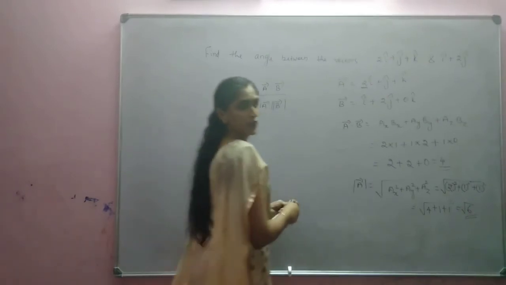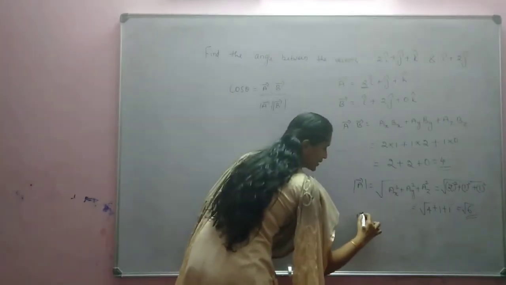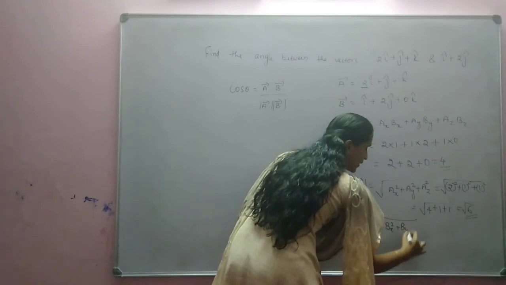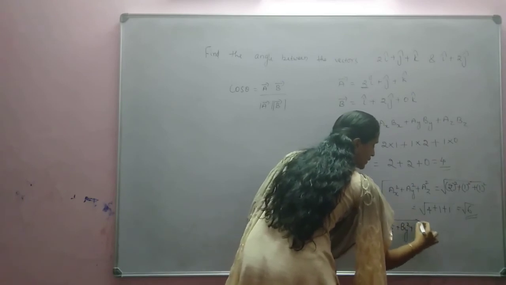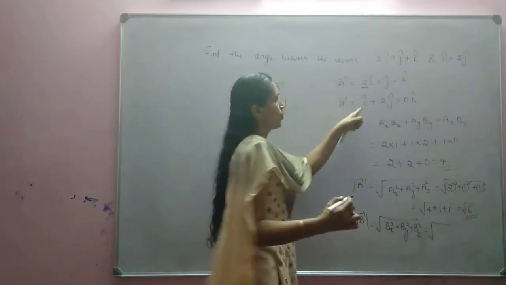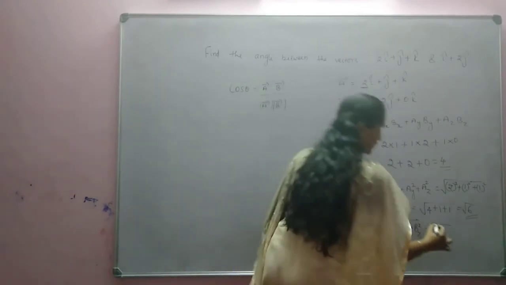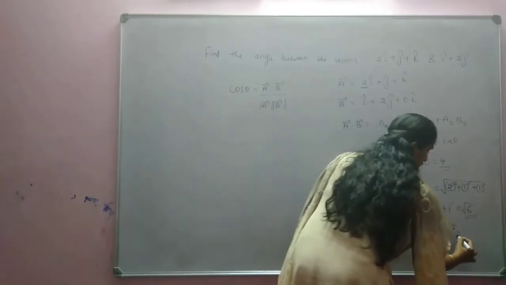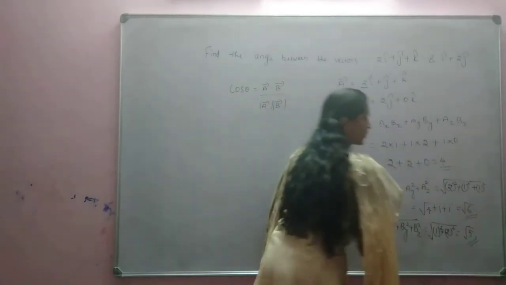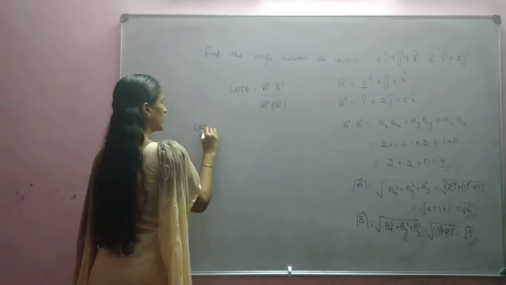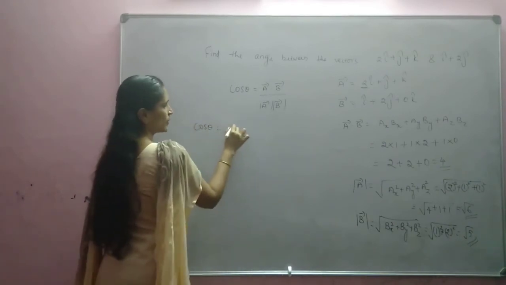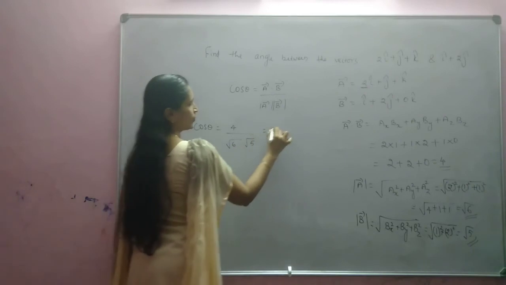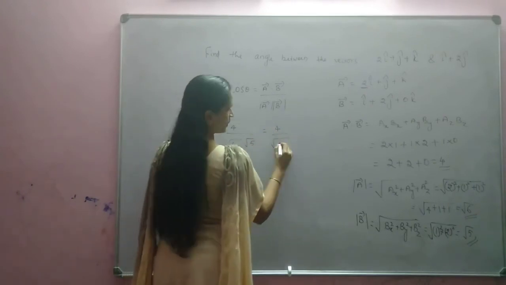Same way you can find modulus of b. Modulus of b is equal to root of bx square plus by square plus bz square. So that is equal to root of 1 square plus 2 square, 2 square is 4, 4 plus 1, so root 5. Okay, now you can substitute here. So you can write cos theta is equal to a dot b, which is 4, divided by root 6 into root 5. Or you can write 4 by root 30.